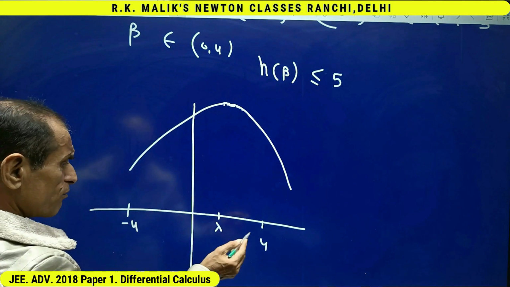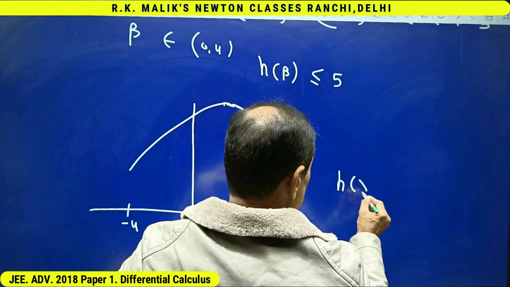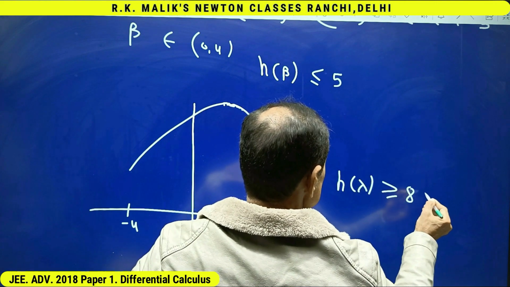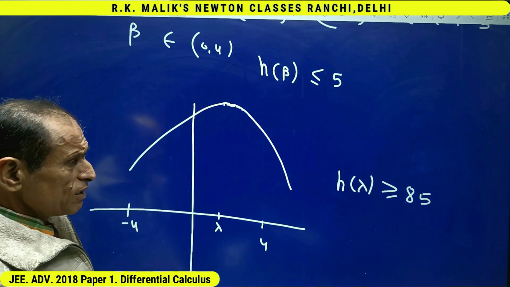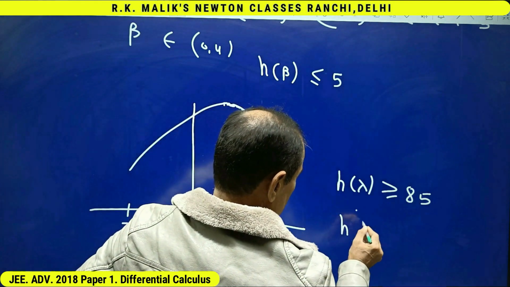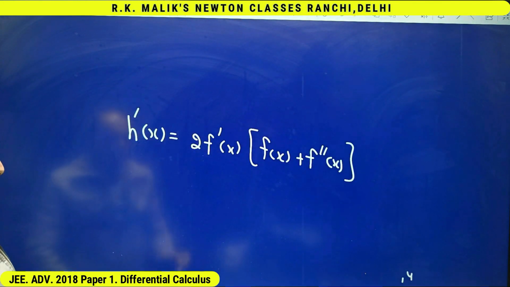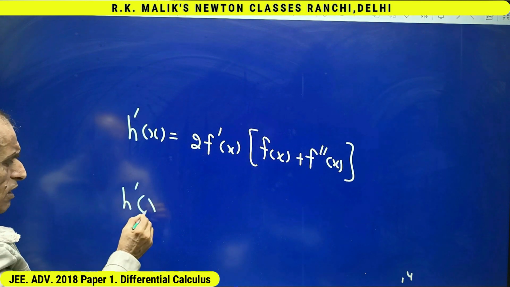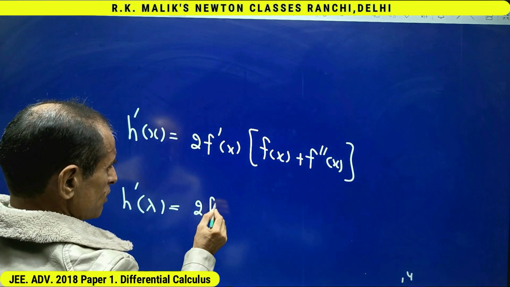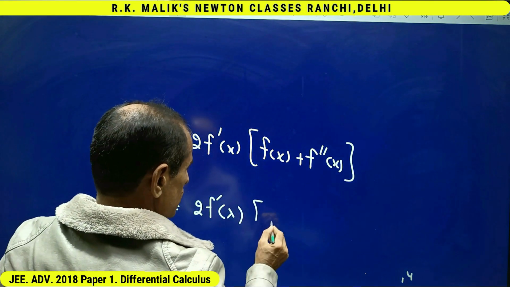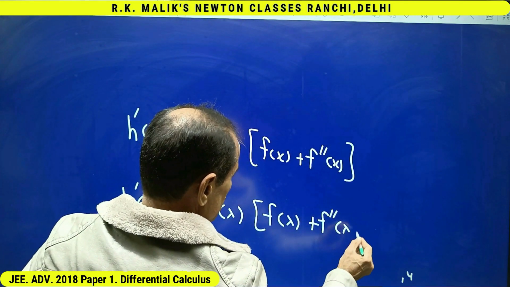That is, there is at least one number lambda in this interval such that h lambda is greater than or equal to 85, and because it is a point of local maxima, hence h dash lambda will be 0. And keeping this in mind, I can say h dash lambda is equal to 2 f dash lambda into f lambda plus f double dash lambda.